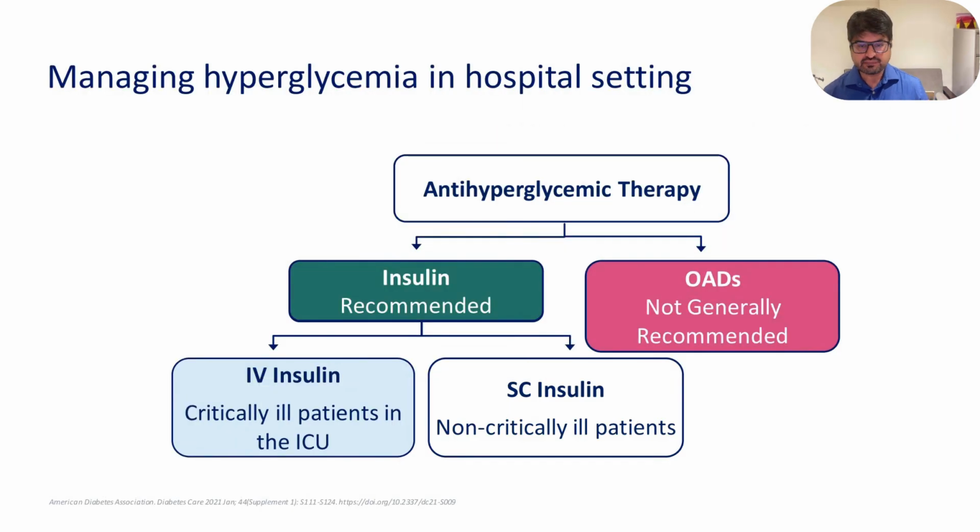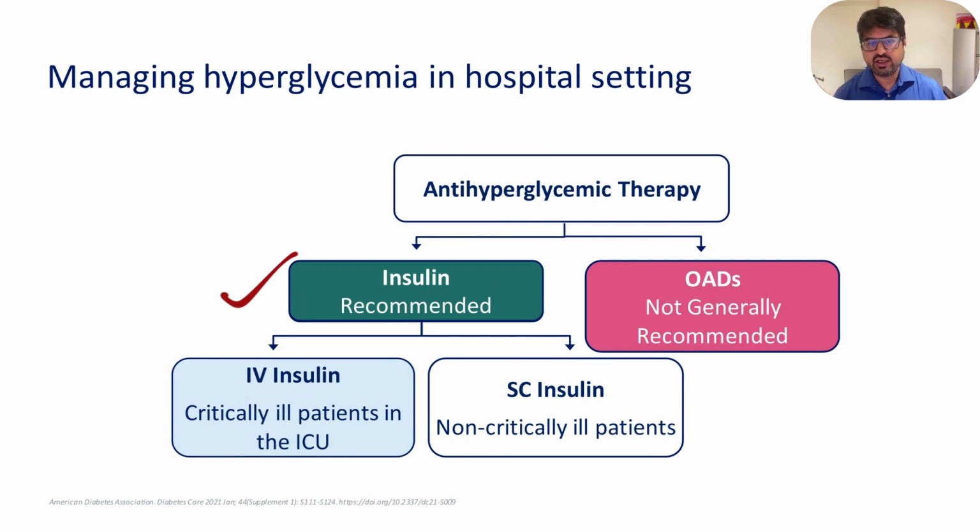Okay, so let's see how do you manage hyperglycemia. So do not use sliding scale insulin, right? What you need to do is you need to do two things. Generally, oral antidiabetics are not recommended. There are certain situations where oral antidiabetics are accepted, but in most cases we have to use insulin.